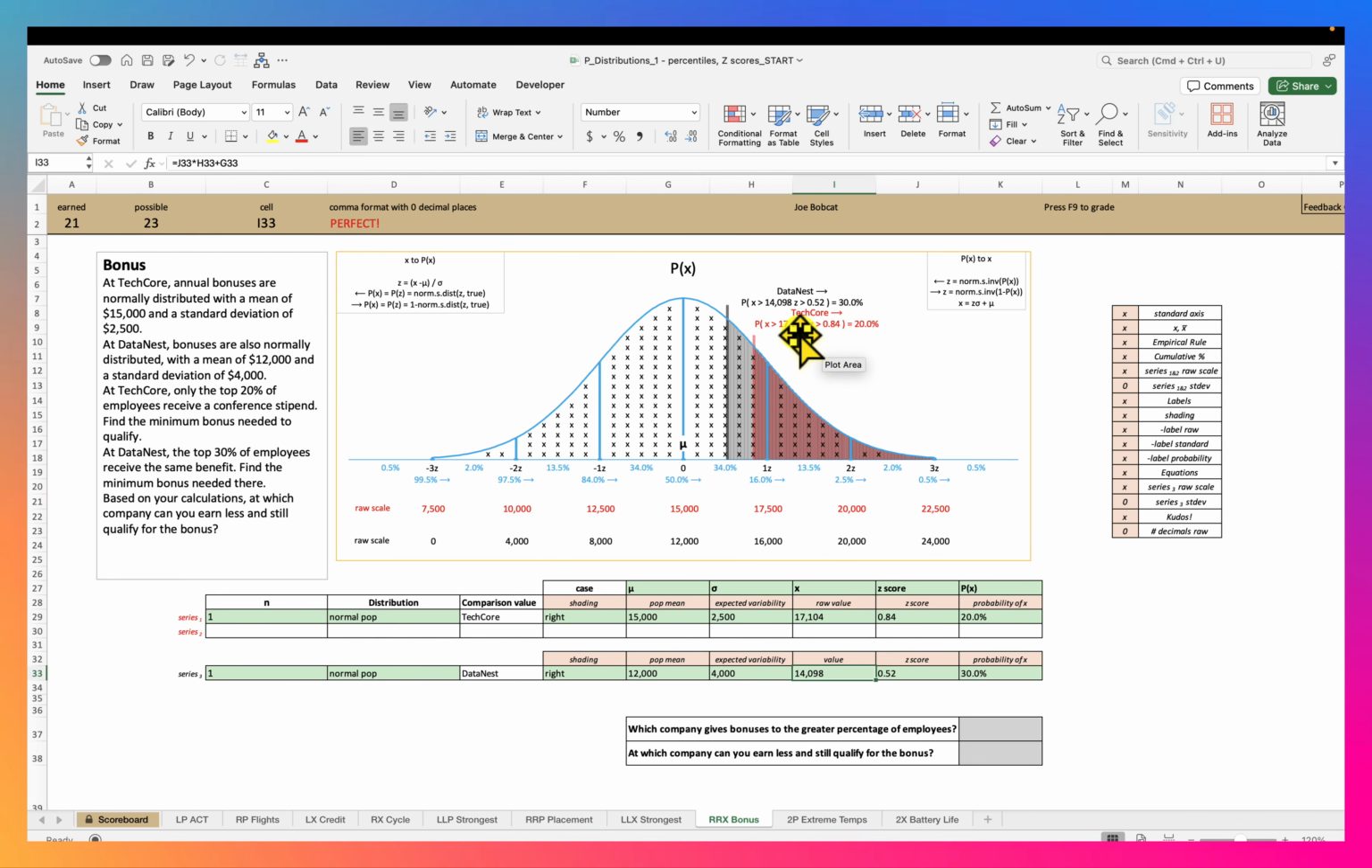but at TechCore, you'd have to earn 17,000. Which company gives bonuses to the greater percentage of employees? Well, that's going to be DataNest, right? More area shaded. At which company can you earn less and still qualify? Well, that's also DataNest.